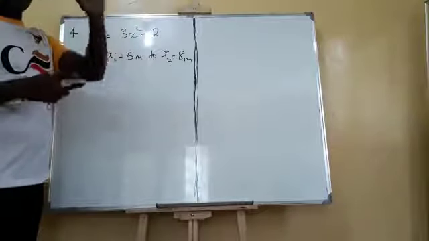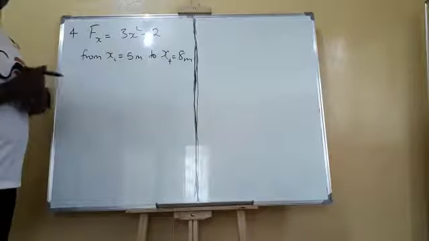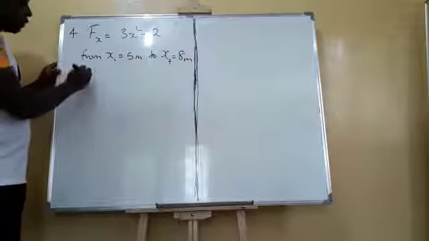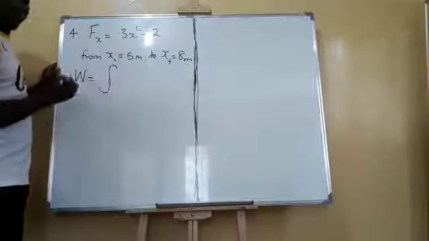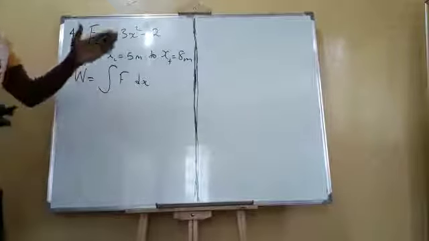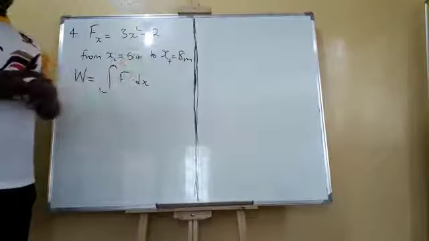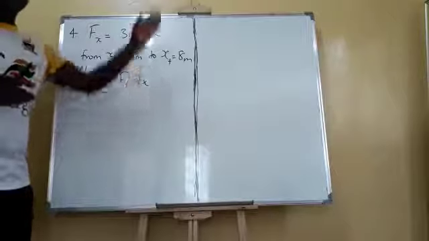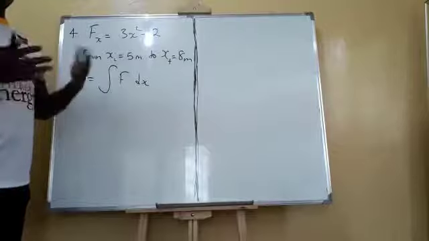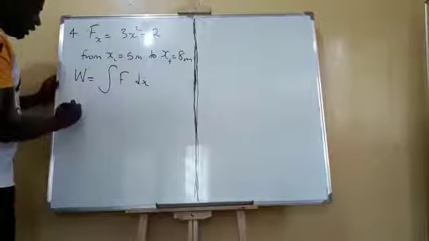And the work done by a variable force is given by the integral of this force with respect to x, the displacement. So in this case, the work done by the force is given by the integral of the force with respect to x, since the particle is acting in the x-axis. If it was in the y, we can say with respect to y, if the force was acting in the vertical direction. So, what does that mean?